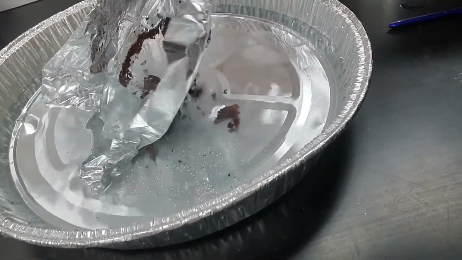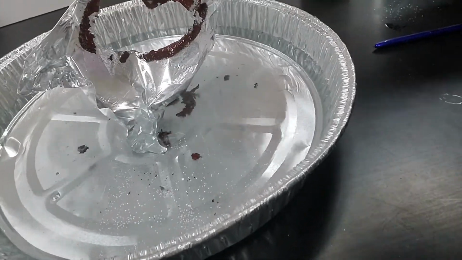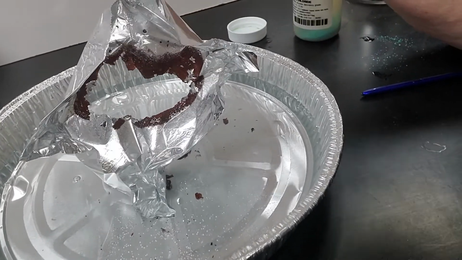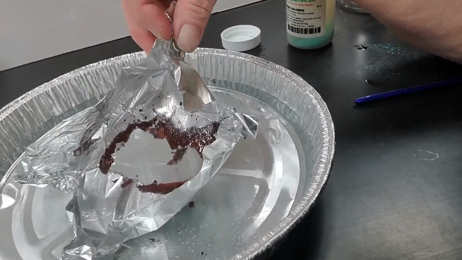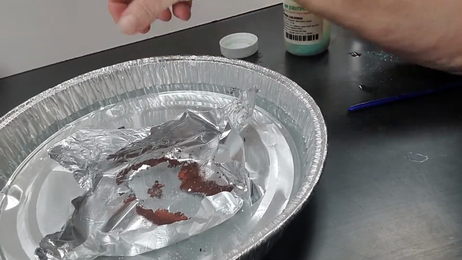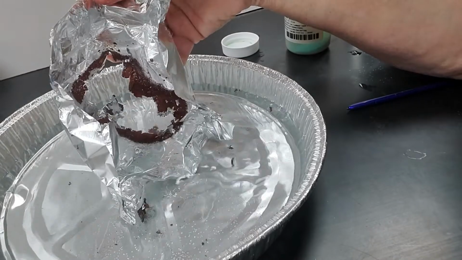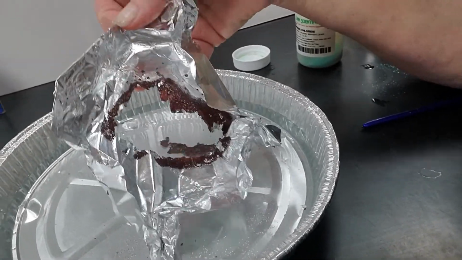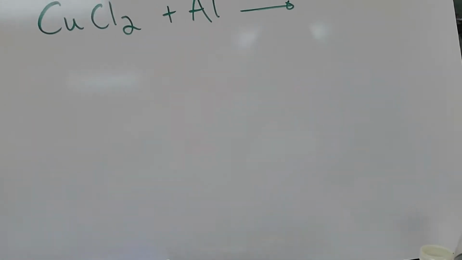And you can see the bottom of the boat has been completely eaten through. That means that the aluminum has reacted, the copper has come out of the solution. So copper came out of the compound. And if I could take this copper and purify it, I could make pennies out of it. All right, let's take a look at the reaction.